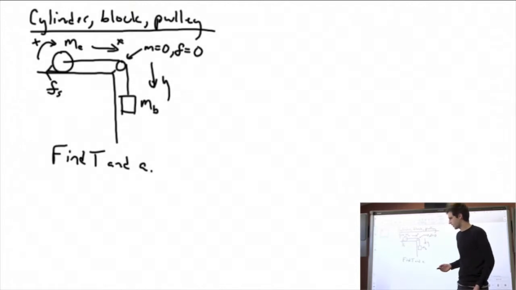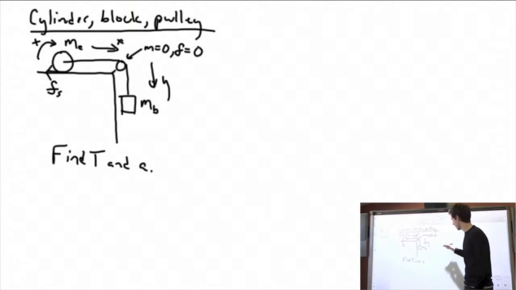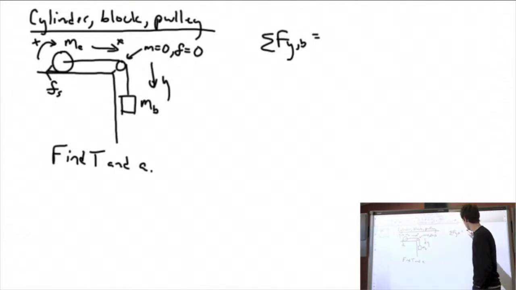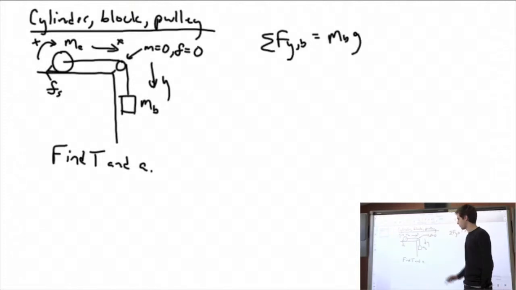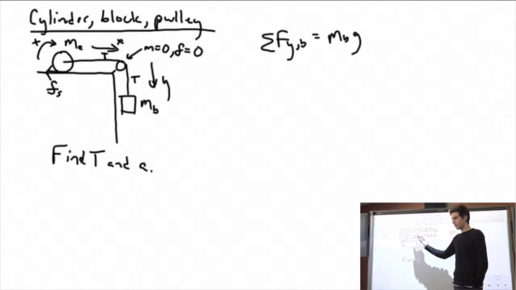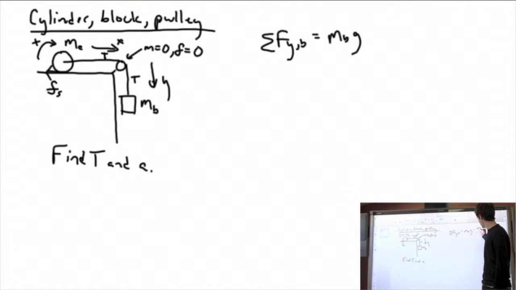I'm not going to draw out free body diagrams, but you can see the forces acting on these things. Let's start with the mass of the block. Let's say the sum of forces in the y direction on the block, with downwards positive. We know we have a weight force downwards, so mass of block times gravity. And we have a tension pulling upwards from the rope. As a side note, the tension here equals the tension here because this pulley is frictionless and massless. So the weight minus the tension equals the mass of the block times the acceleration of the block.